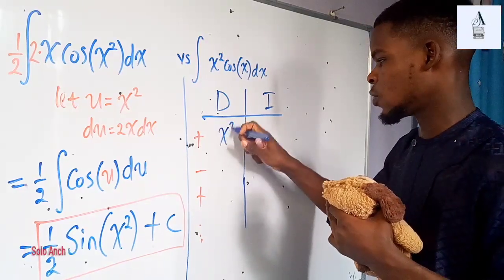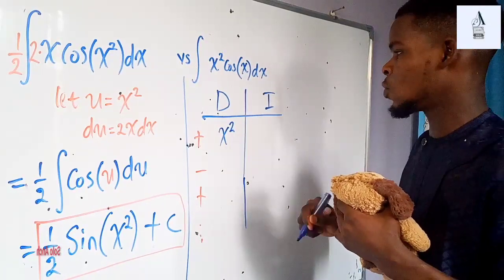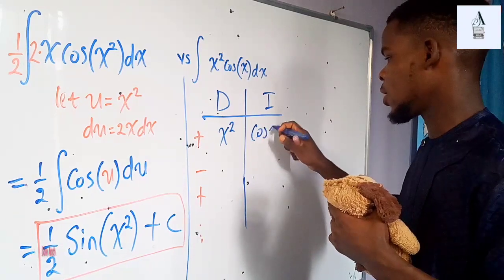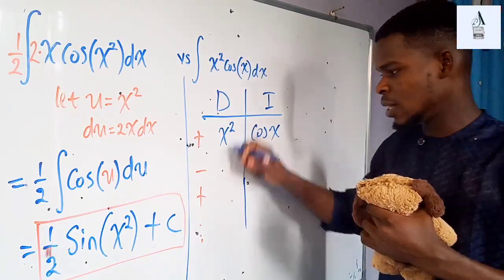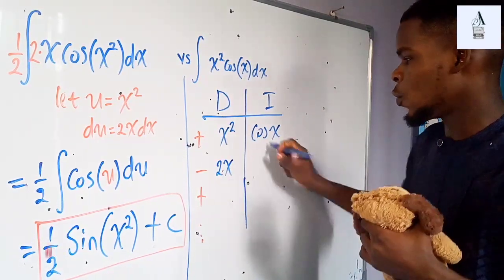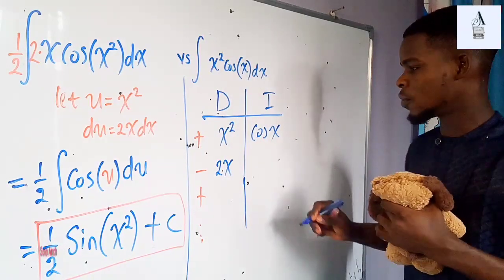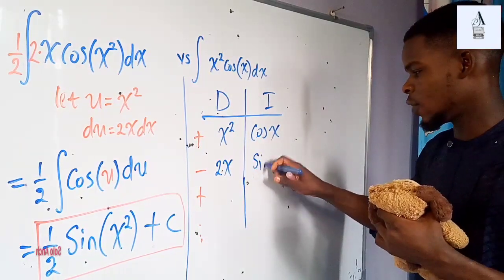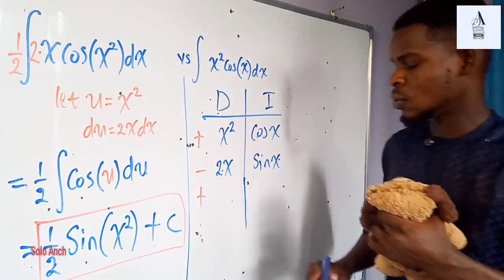So let me just put the dx over here, I put the x squared over here, which simply means that here will just be cosine of x. Okay, so we differentiate that. That means we're going to have 2x. We take the antiderivative, or the integral, of cosine of x, which is going to be positive sine of x, right? And we go ahead to differentiate again.